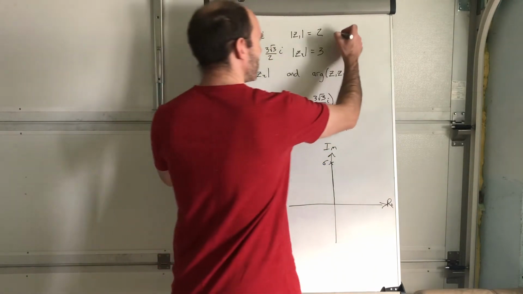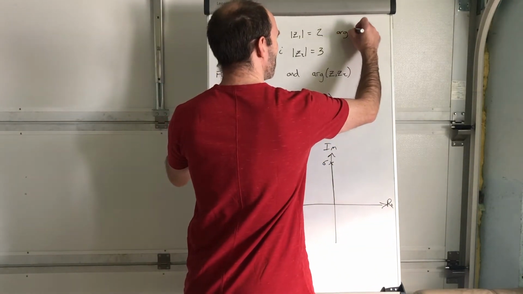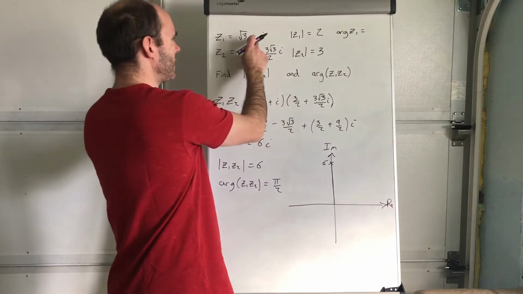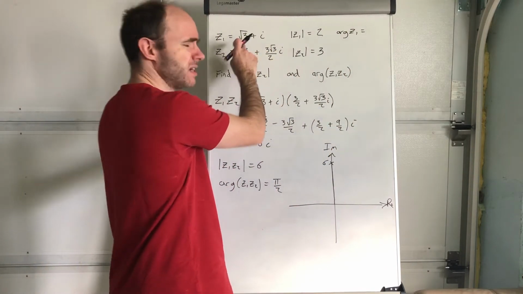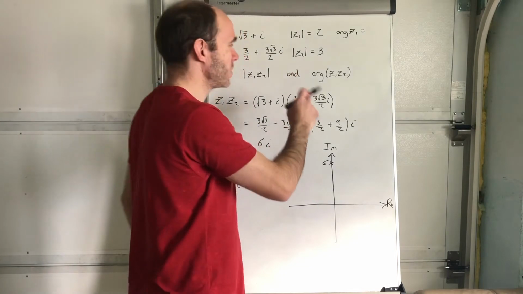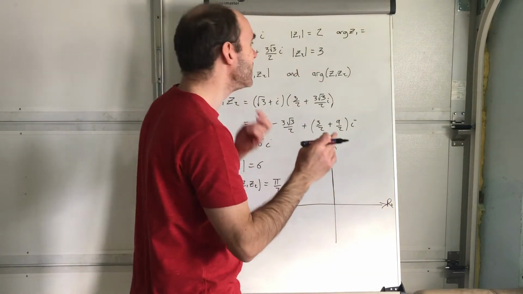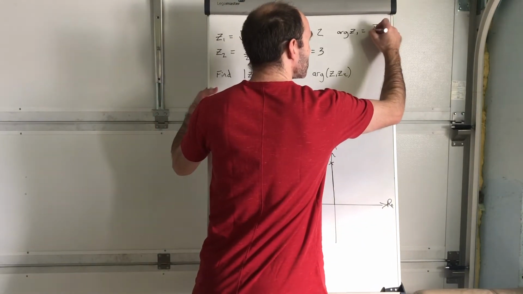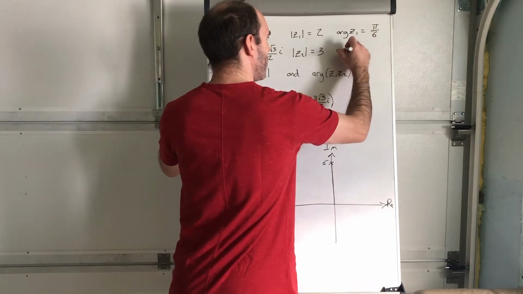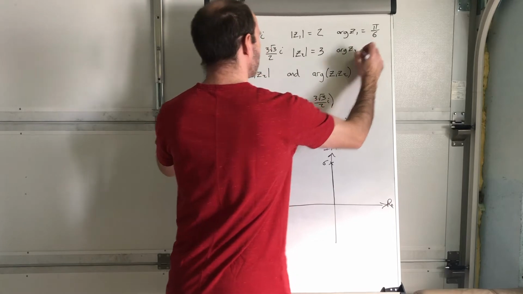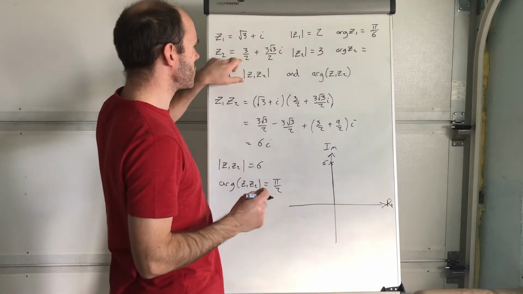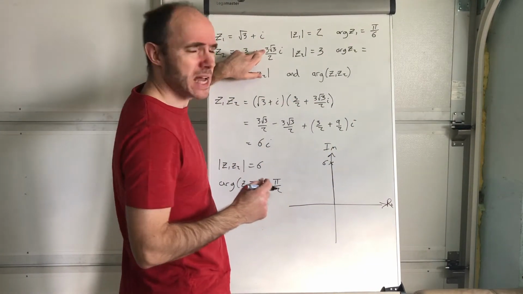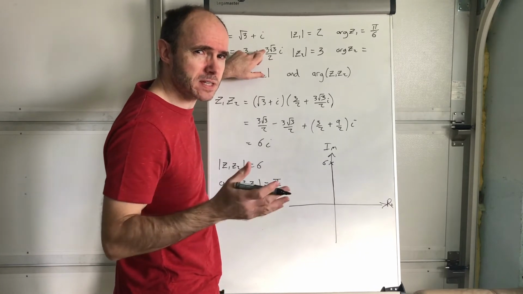Let's look at the argument of each of these. So argument of z1. That's going to be 1 over root 3, so inverse tan of 1 over root 3, which is 30 degrees, pi over 6. And then argument of z2. It's going to be that over that. The 2's will cancel, and the 3's. So inverse tan of root 3, 60 degrees, pi over 3.